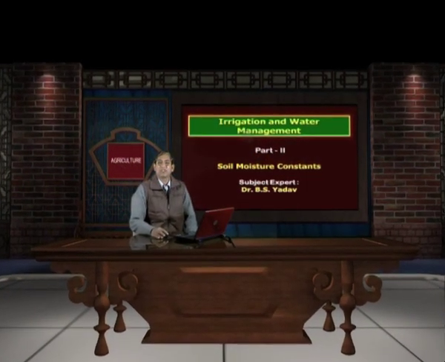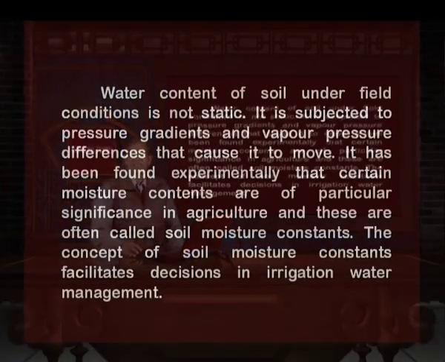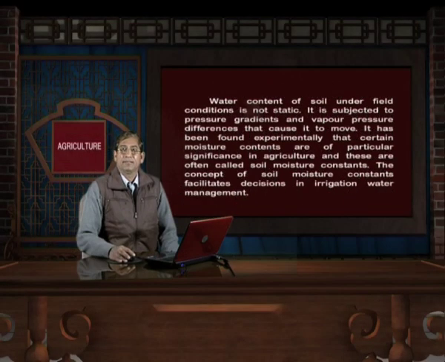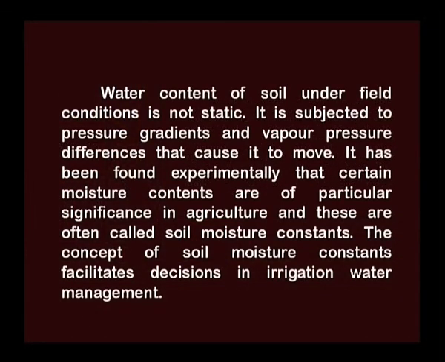When water is added in the soil, it is subject to various forces. Water is not static in the soil, and because of its nature, it moves from one direction to another direction. Certain moisture contents in the soil are having particular significance in agriculture, and these moisture contents are known as soil moisture constants. Water content of soil under field conditions is not static. It is subjected to pressure gradients and vapor pressure differences that cause it to move.